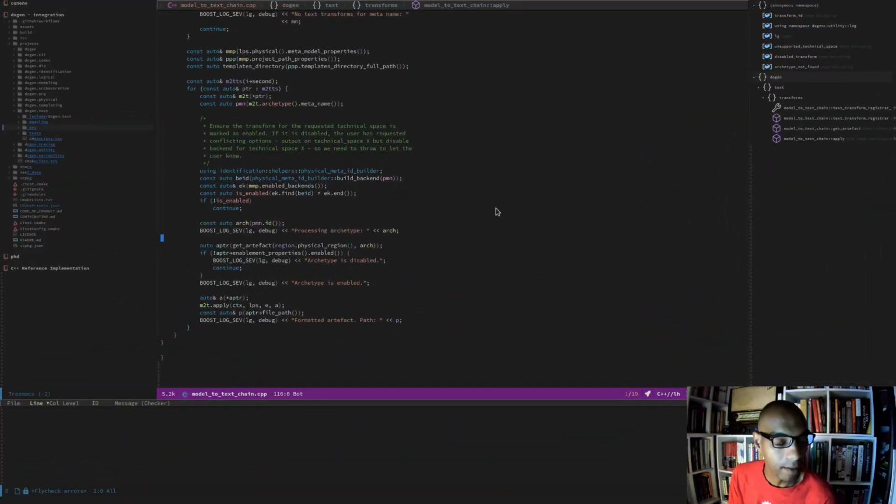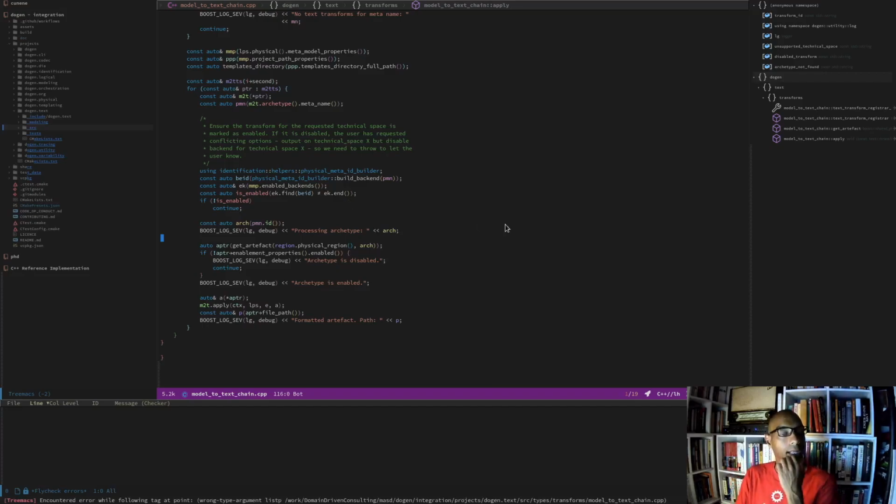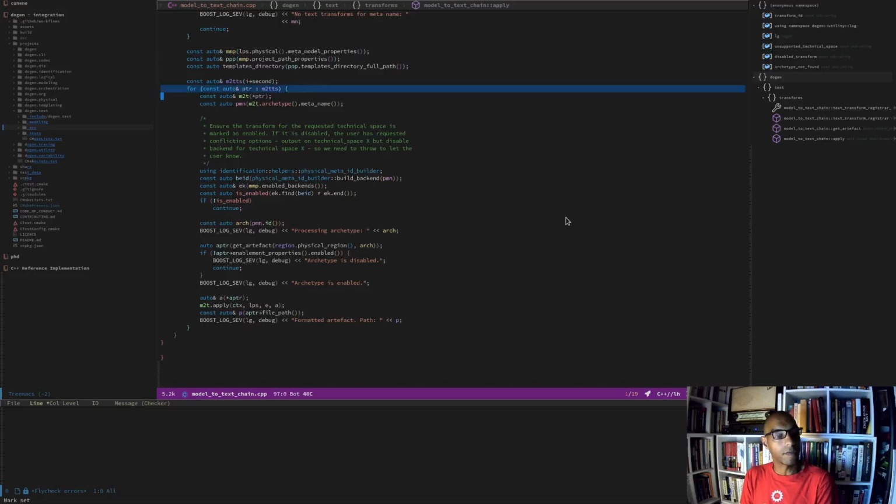So if we take Dogen, this is just a random file that I just opened up in Dogen. A lot of times we think of programming as the activity of describing to the computer what it is that we're trying to do. So the series of statements such as for and auto and const and so on.